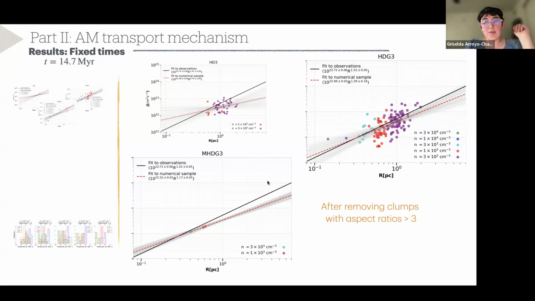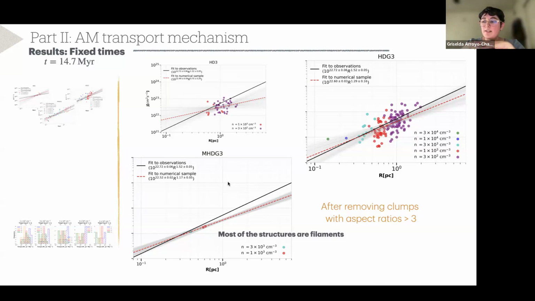And in the case of the magnetic simulation, most of the structures were filaments. Here, of course, I cannot say too much about a relation using three points, but essentially in the magnetic simulations, most of the structures are filaments.